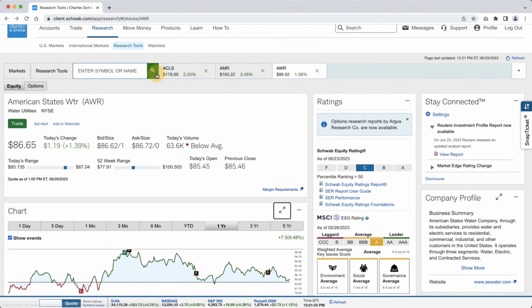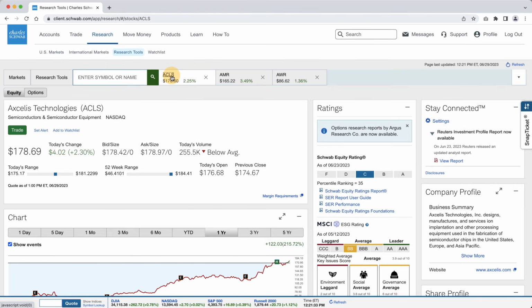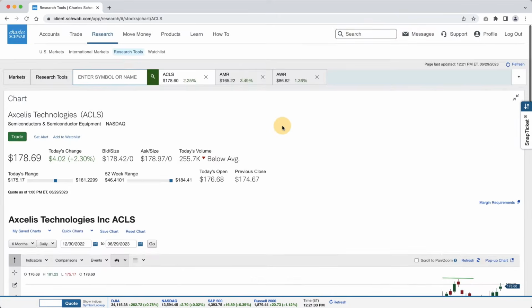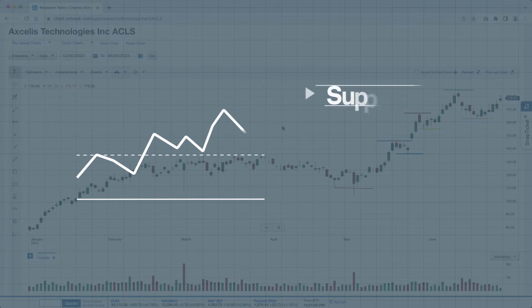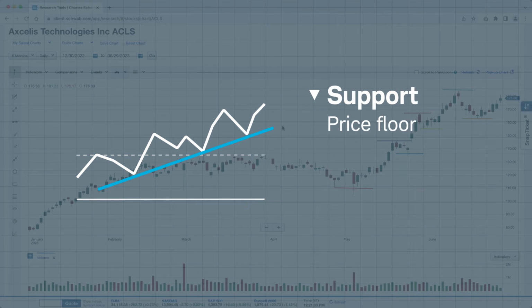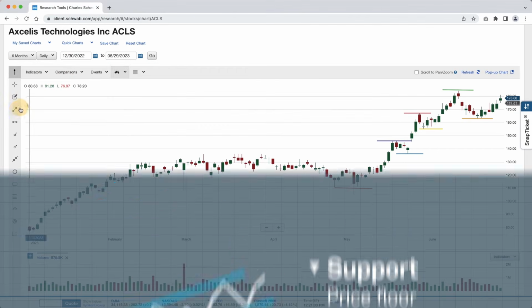So of those three stocks, let's go back to ACLS, which seems to be exhibiting an uptrend. I'm going to move on to a second principle of technical analysis, and this is known as support and resistance. Support's a fancy term for a price floor. Resistance is a term for a price ceiling. Even within an established upward trend, looking at support and resistance can show you that there may be better times to get in than others.